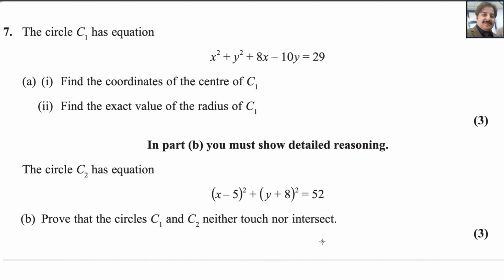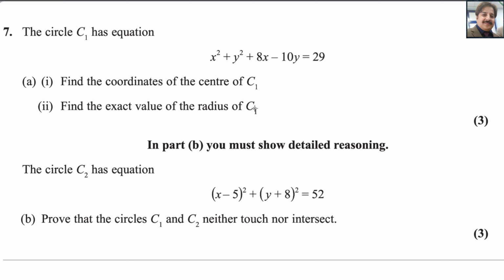Let us solve question number 7 from Pearson Edexcel A-level exam for Pure Math 2. This exam is taken in May-June session year 2024. Paper reference code is WMA 12/01. The circle C1 has the equation x square plus y square plus 8x minus 10y equals to 29. First part, find the coordinates of the center of C1. Second, find the exact value of the radius of C1.